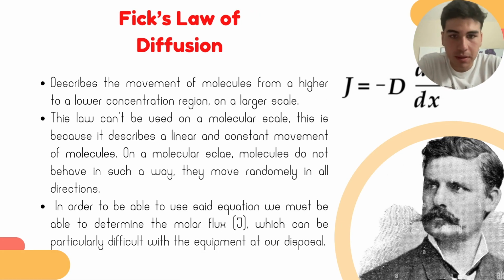Fick's law of diffusion is the most common equation used to find the diffusion coefficient, as it describes the movement of molecules from a higher to a lower concentration region on a larger scale. This law can't be used on a molecular scale. This is because it describes linear and constant movement of molecules. On a molecular scale, molecules do not behave in such a way. They move randomly and in all directions, called Brownian movement. In order to be able to use said equations, we must be able to determine the molar flux, which can be particularly difficult with the equipment at our disposal.